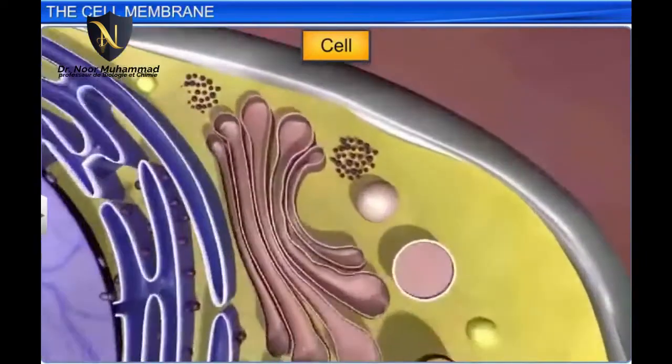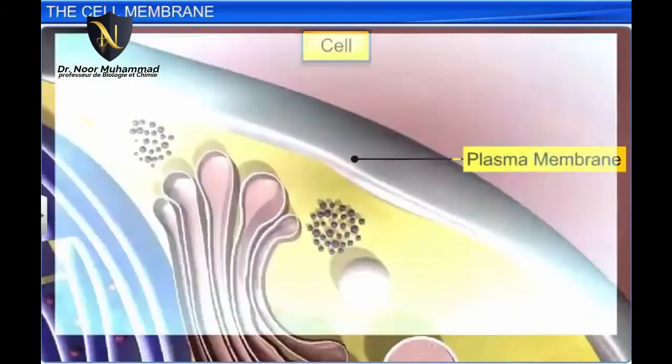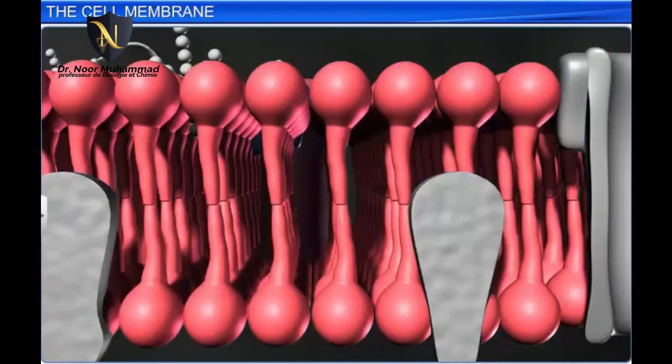These organelles are surrounded by a thin membrane called the plasma membrane, which not only separates the extracellular environment from the cytoplasm, but also gives shape to the cell. Before the advent of the electron microscope, scientists conducted chemical studies on the cell membrane and deduced that it is composed of lipids that mainly consist of phosphoglycerides.